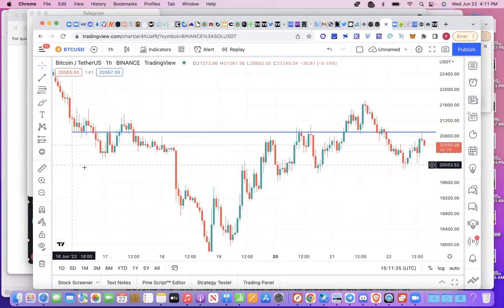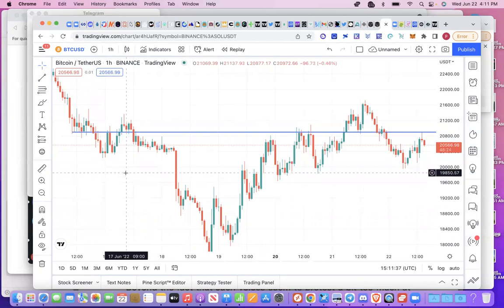Now, look at what I've just done here. I want to check the body of the candle for a resistance. This is the body of a candle, 1, 2, 3. A strong support or strong resistance can easily be identified where you have at least a minimum of 3 touch points. Now, this is 1, this is 2, this is 3.